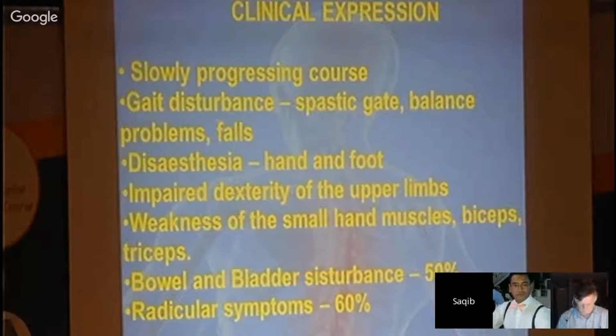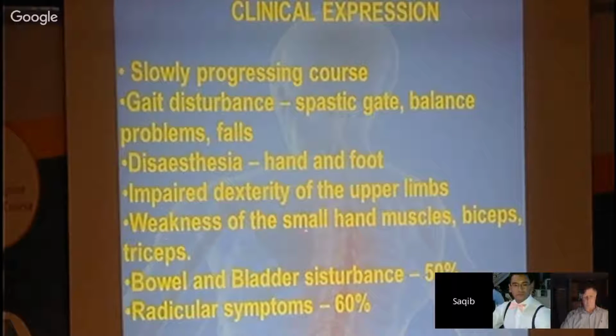Your patient will normally complain of gait disturbance. You will see a spastic gait, and balance problems. The patient will have frequent falls in the late stages. The patient will complain of dysesthesia of the hands and feet, and impaired dexterity of the upper limbs. Women usually say, when I cook, I drop things, I cannot manipulate fine objects. Men will say, I cannot do my laces, I cannot do my buttons. These are the most common problems that will bring the patients to you.